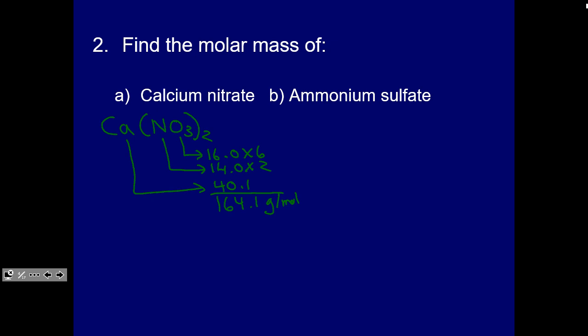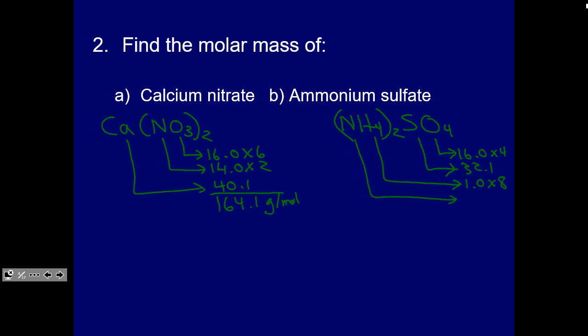I'll do one more. Ammonium sulfate, see if I can get it right. Ammonium, NH4, sulfate, SO, and I got to check my chart, the 4, SO4. Sulfate is 2, crossing over. Ammonium is 1. Ooh, I don't know sulfur. Got to get my periodic table out. 32.1. There's one of them. 1.0 times 8. And again, 14 times 2.